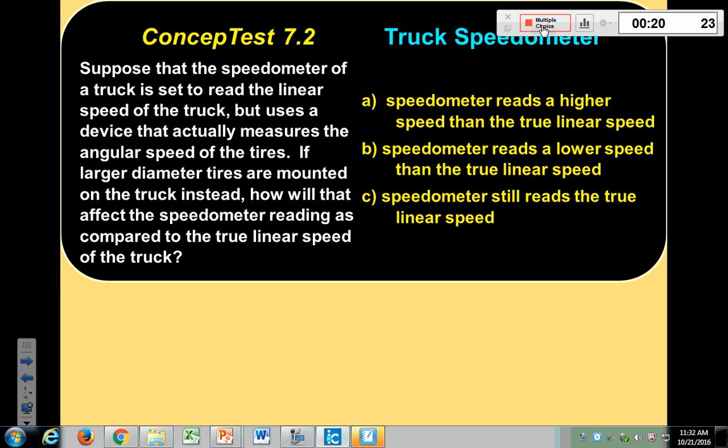What if you took the small tires off and put on larger diameter tires? How would that affect the speedometer? Would the speedometer read a higher speed than the true linear speed, a lower speed than the true linear speed, or will it still read the same true linear speed? You put bigger tires on your truck.